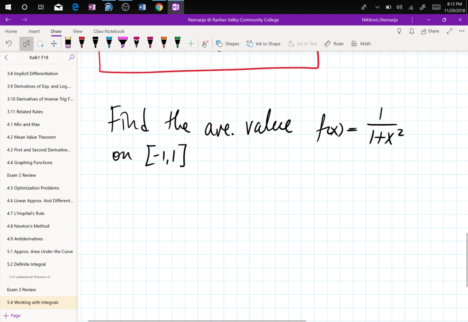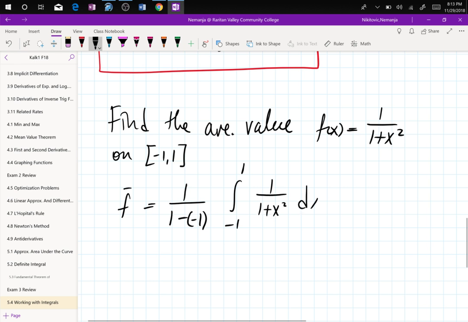We integrate. So I have average value f is equal to 1 over b minus a. So this is 1 minus -1, integral from -1 to 1 of 1 over 1 plus x squared dx. So I hope you all agree that it's a half in front. What's the integral of 1 over 1 plus x squared?